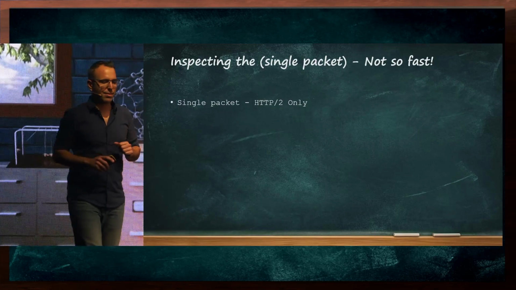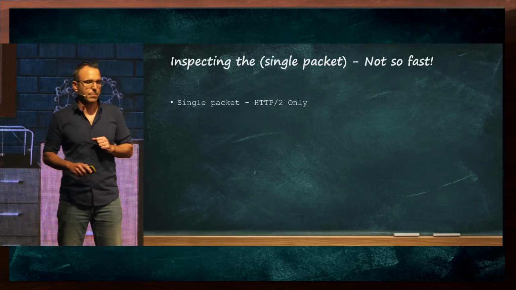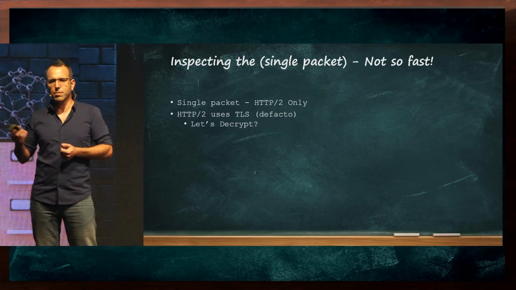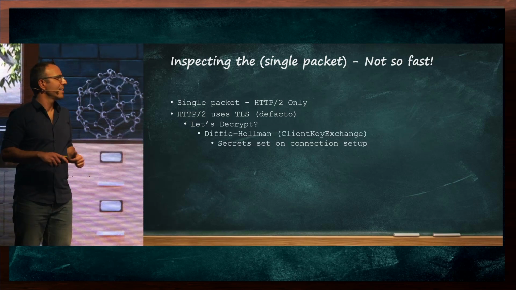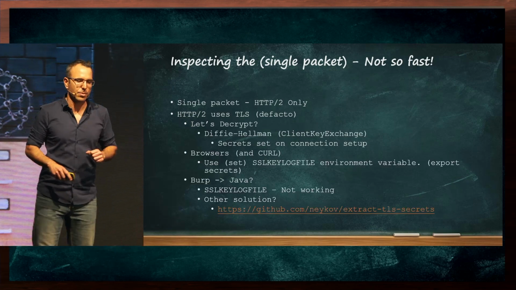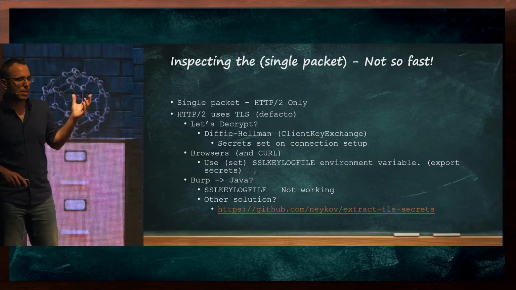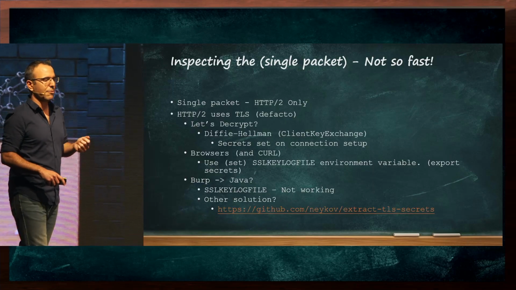But not so fast. The single packet attack is an HTTP version 2 only mechanism. HTTP version 2 uses TLS. OK, so let's decrypt. This sentence took us on a journey, and in the end, we found the following GitHub tool. Using this tool, we could extract the Burp traffic, and then we could read the traffic in Wireshark.